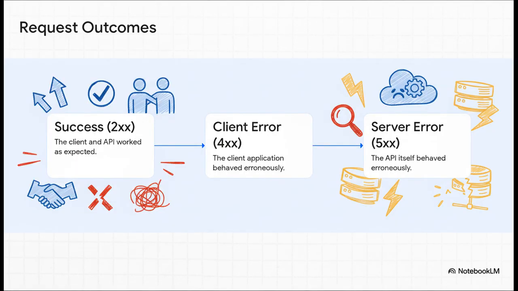Every time you talk to an API, one of three things is going to happen. It's actually pretty simple. If you get a 200-something code, that's a success. Everything worked. If you get a 400-something code, that means you, the client, made a mistake. Maybe you asked for something that doesn't exist. And a 500-something code, that means the server messed up. Just knowing this instantly tells you where to start looking when something goes wrong.